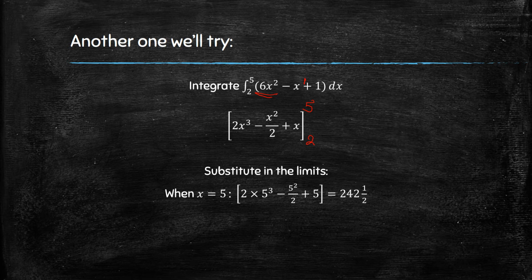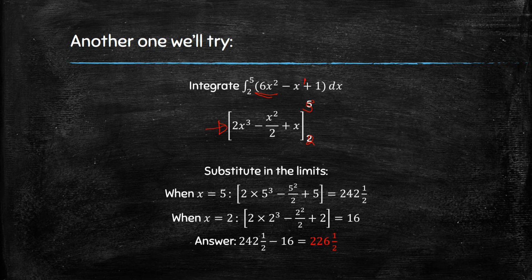And so when x is 5, substitute 5 into your integral there, and you end up with 242.5. And then when we substitute 2 into it, it's 2 times 2 to the power of 3 minus 2 squared over 2 plus 2, and that equals 16. And again, like before, you take the first one, which is the 5, and subtract the second one, which is when x equals 2. And so 242.5 minus 16 equals 226.5.